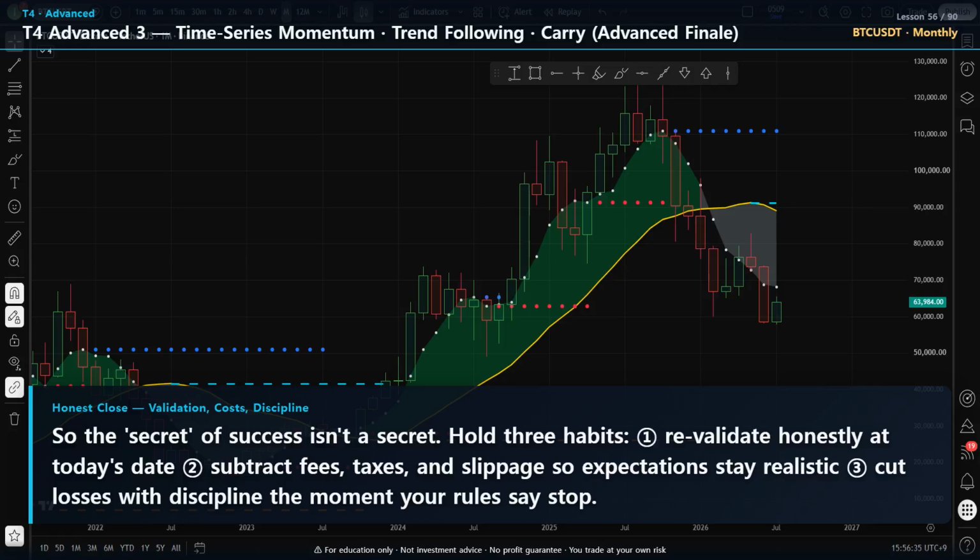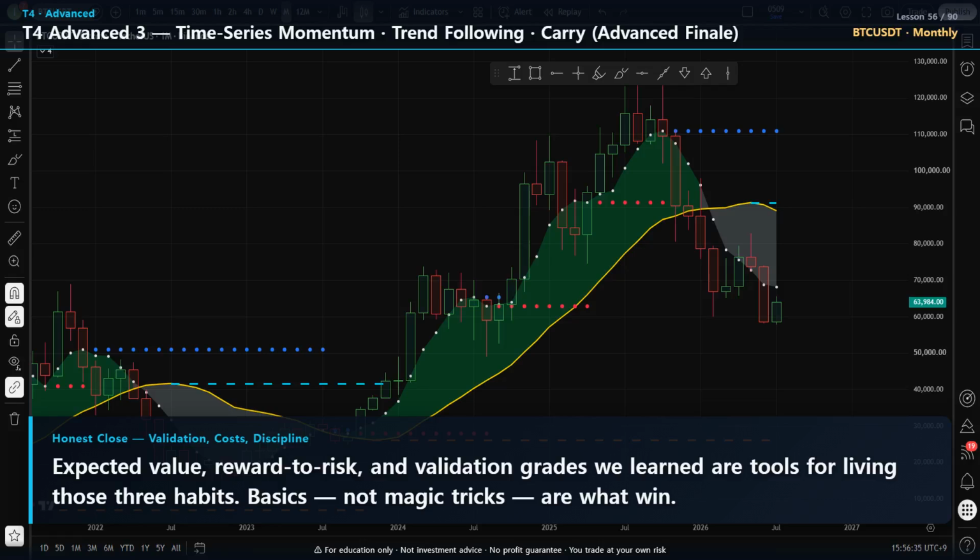Hold 3 habits. Revalidate honestly at today's date, subtract fees, taxes, and slippage so expectations stay realistic, cut losses with discipline the moment your rules say stop. Expected value, reward to risk, and validation grades. We learned our tools for living those 3 habits. Basics, not magic tricks, are what win.